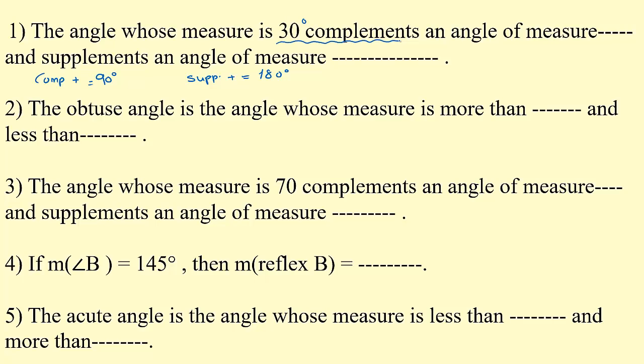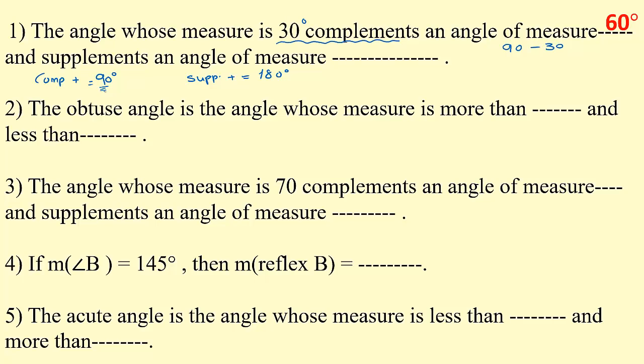To find what this angle complements, simply I'm going to make 90 minus 30. So I'm going to have an answer which is equal to 60 degrees. So an angle of 30 degrees complements an angle of 60 degrees to give me at the end the sum of 90 degrees.